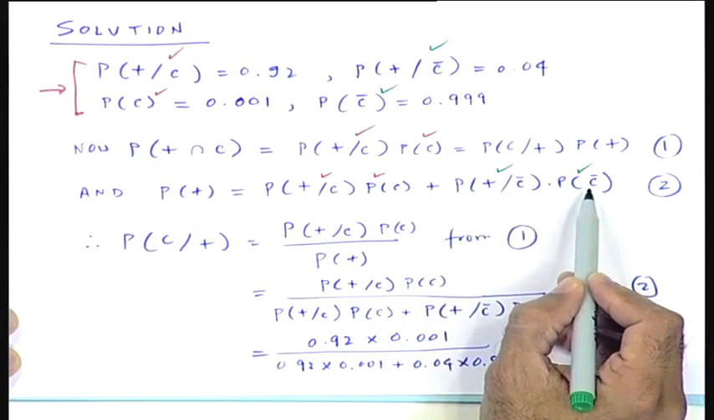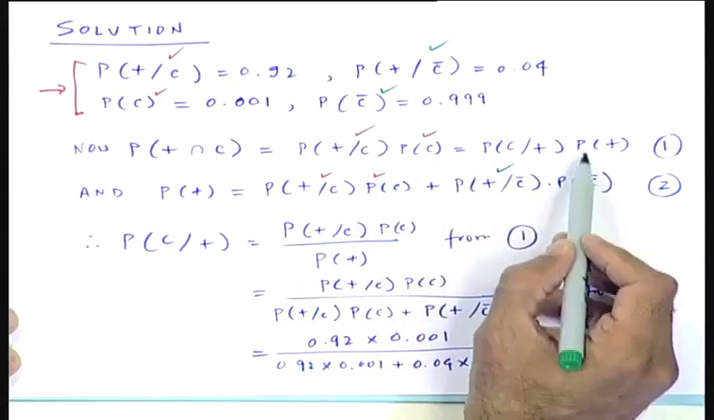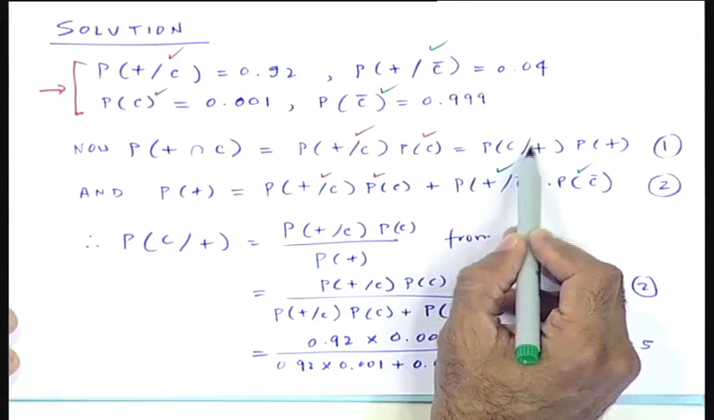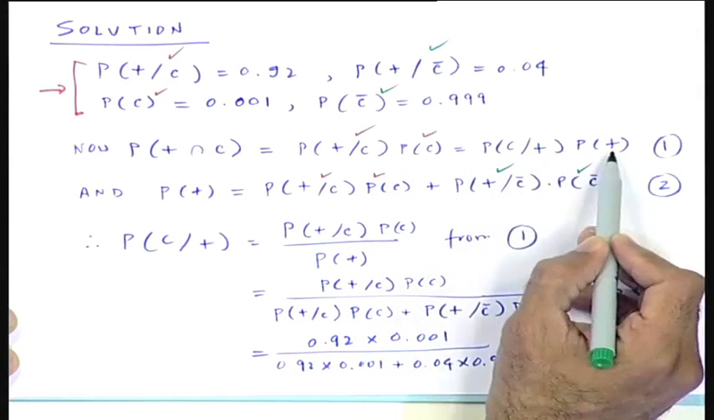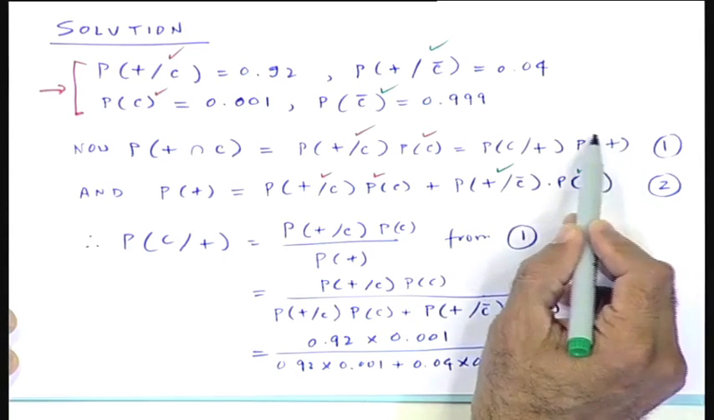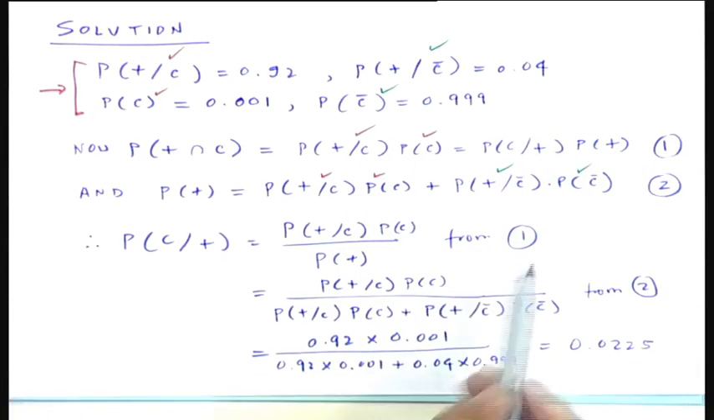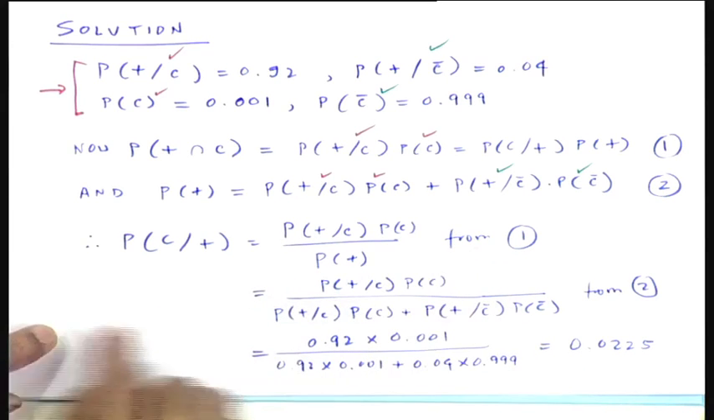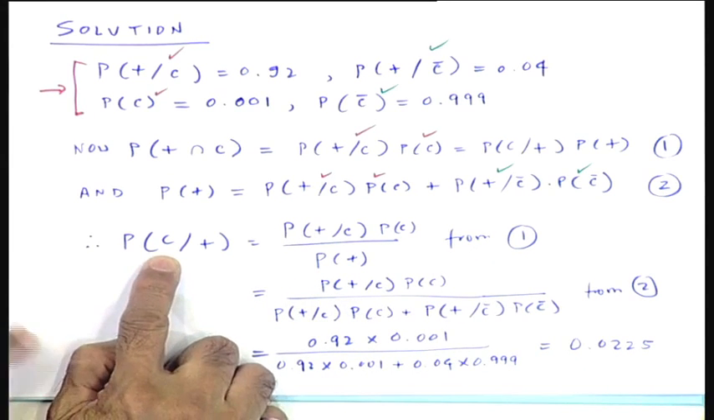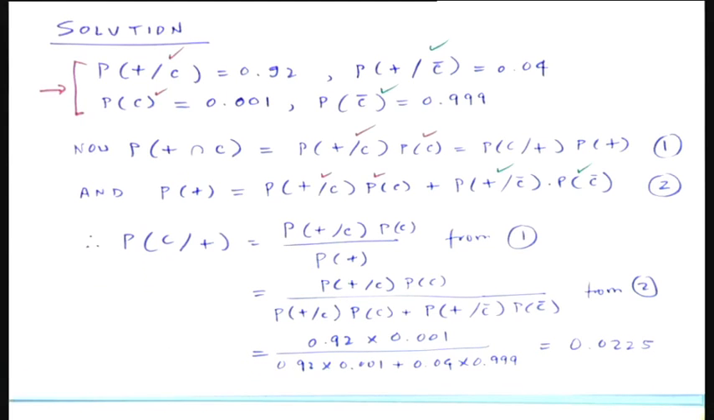Now the only thing I need to find out is the probability of C given that the test is positive, because this is something that I'm going to be calculating. So let's see if I could calculate this quantity here. What is this probability? This is the critical question. What is the chance that the person has cancer given that the test is positive?